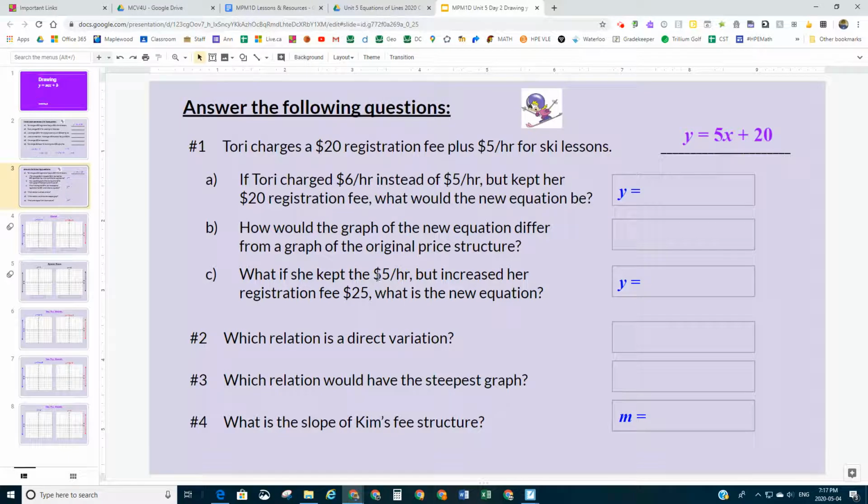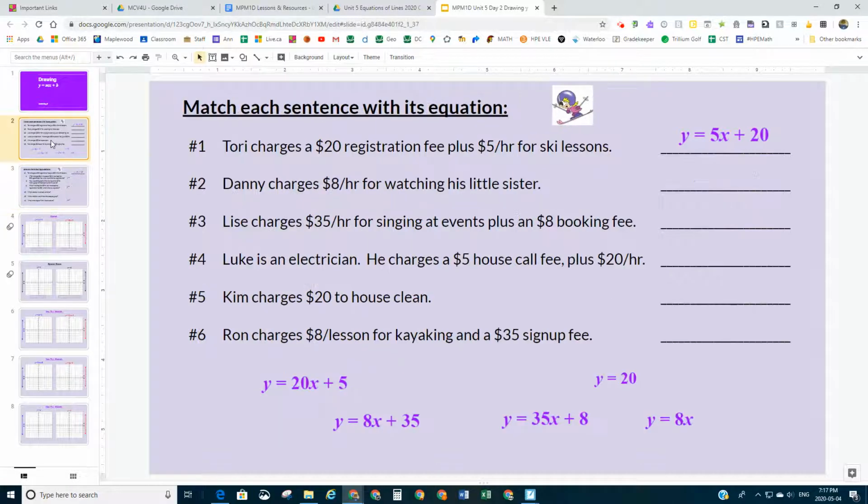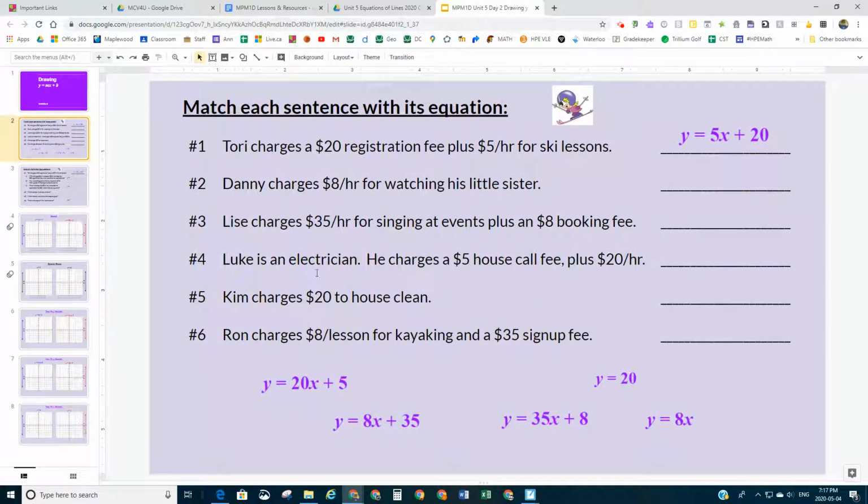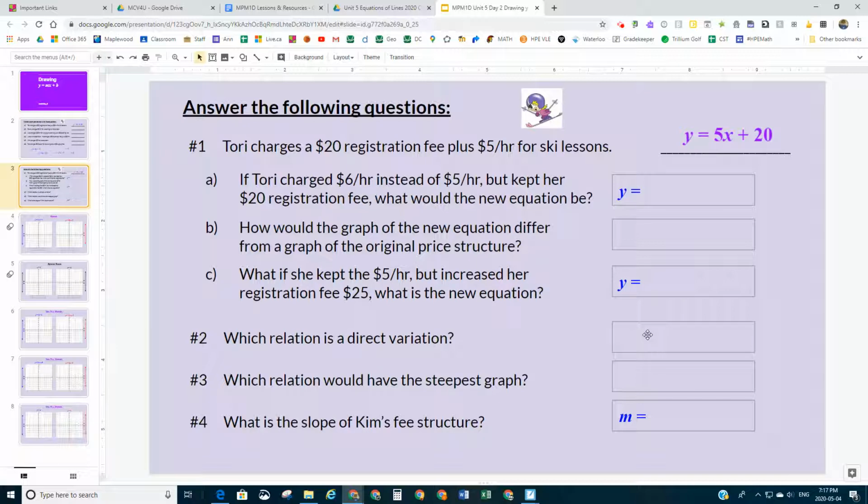And then what if we kept it $5 an hour, so we didn't change it to 6, and we increased her registration fee instead to $25? What's that new equation? And then these last 3 questions go back to these scenarios. Of all these scenarios, this one says which relation is a direct variation. One of these is a direct variation and the appropriate equation. So you can just tell me which one it is. Number 3 with Lise or Luke or Kim or Danny or whatever. Just tell me which one's a direct variation.